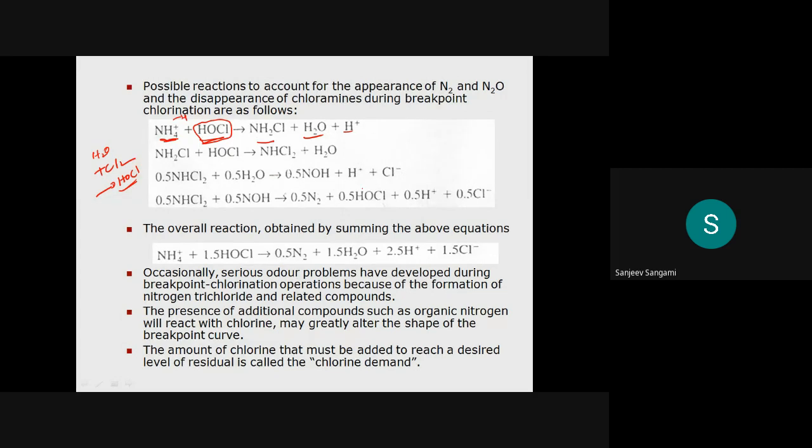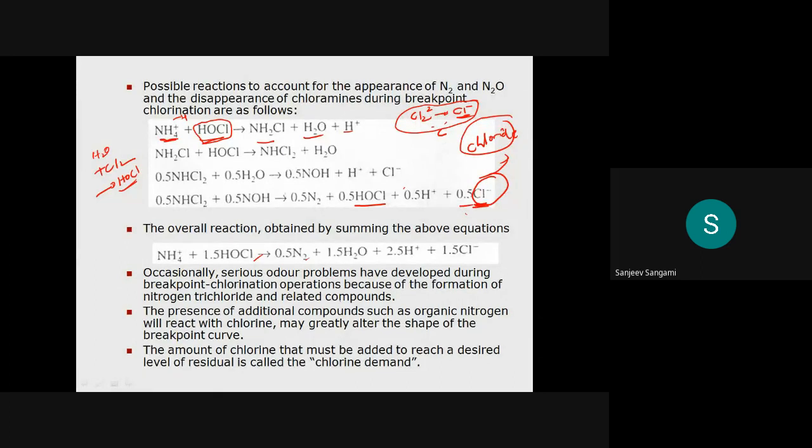Then finally you can see HOCl is there again and Cl minus, which is chloride. The chloride ion is formed at breakpoint. Now we can differentiate the difference between chlorine gas and chloride. Chlorine gas is different and chloride ion is different. Then the overall reaction, the summary of the equation, is NH4 plus HOCl, forming chloride ion.